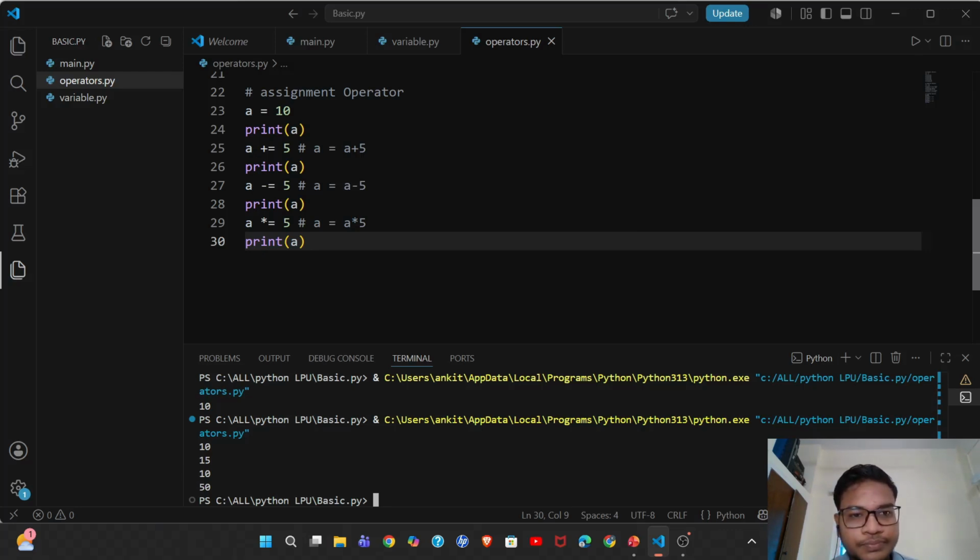So all done. All done with our assignment operators: a plus equal to 5, a minus equal to 5, and a multiply equal to 5, because it runs all the code one by one, line by line. Okay. And in a compiler, that code will be executed all at a time. Okay. So this is the difference between the compiler and interpreter. So 50, and let's move forward.